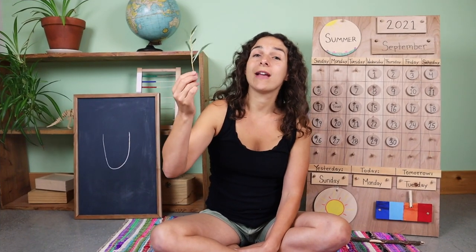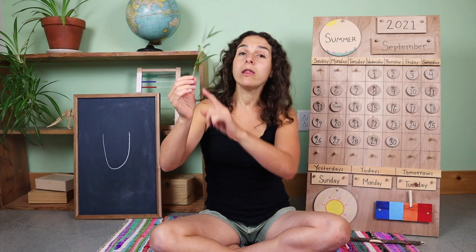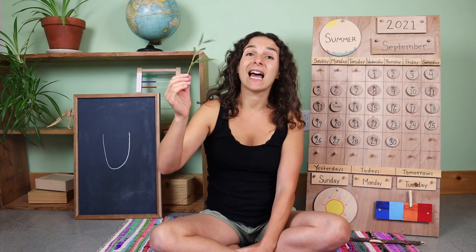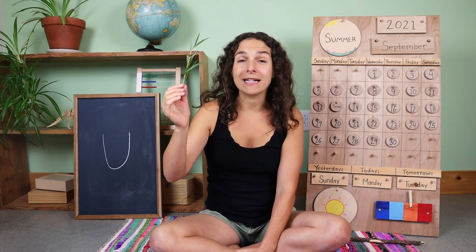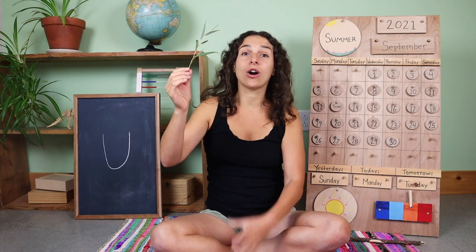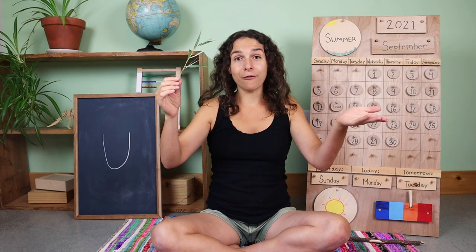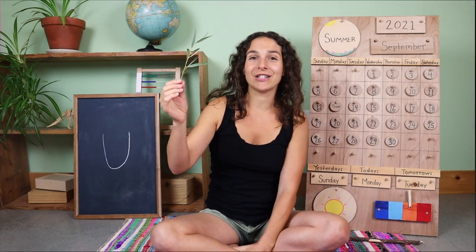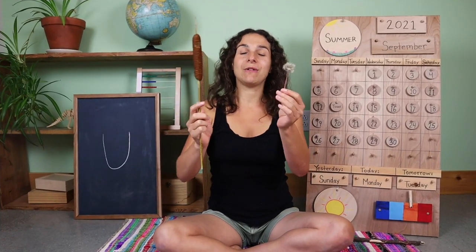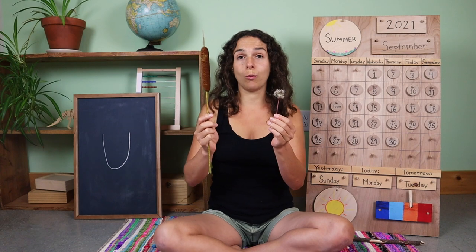Right here, I have a small branch from a willow tree. A willow tree will grow seeds that are buoyant, and that means that they can float in the water. So as the seeds are dispersed from the willow tree, if they land in the water, they can float and travel to a new location. And the last two examples that I have are seeds that travel by air or wind.